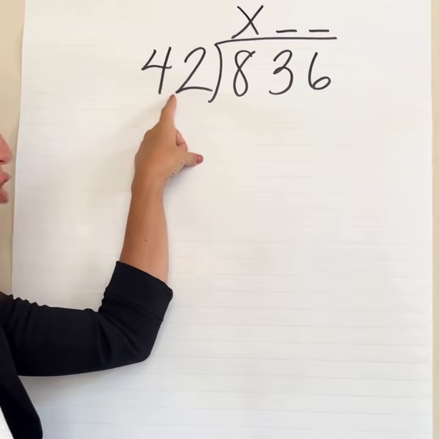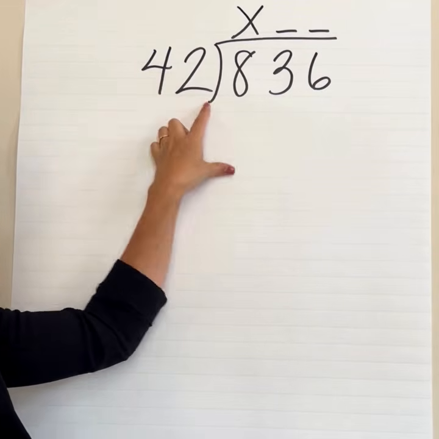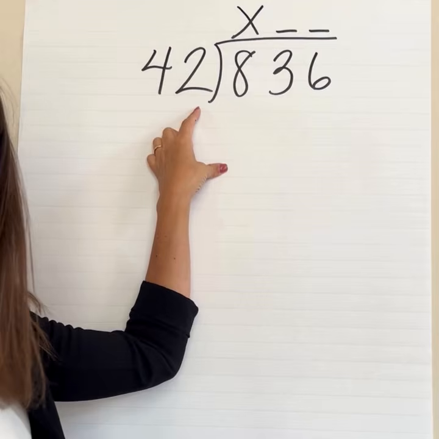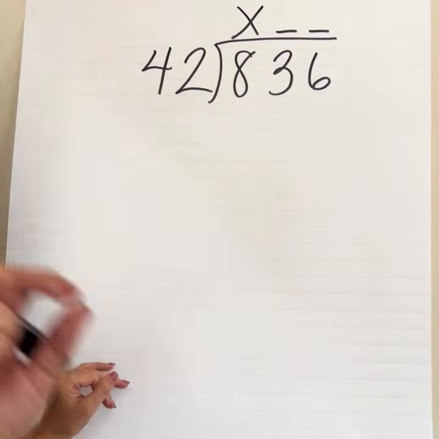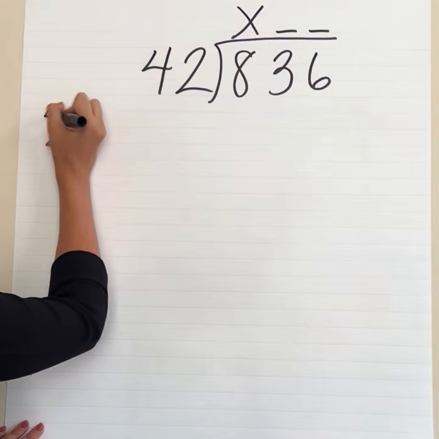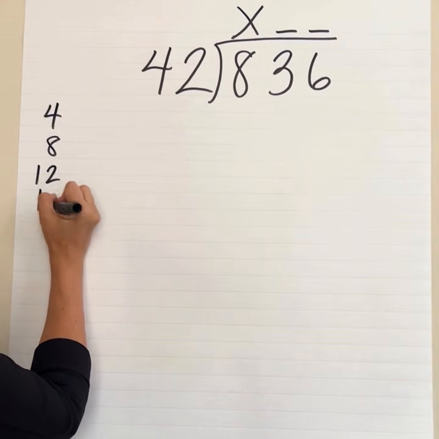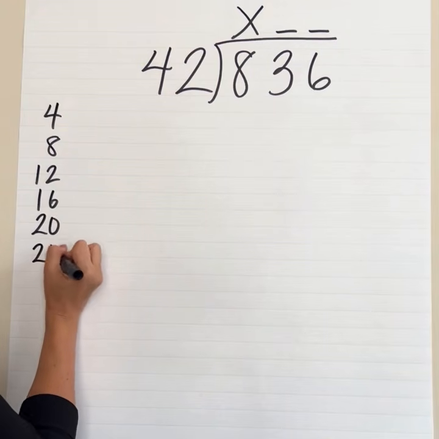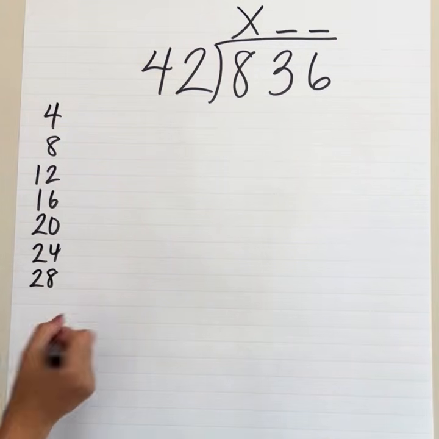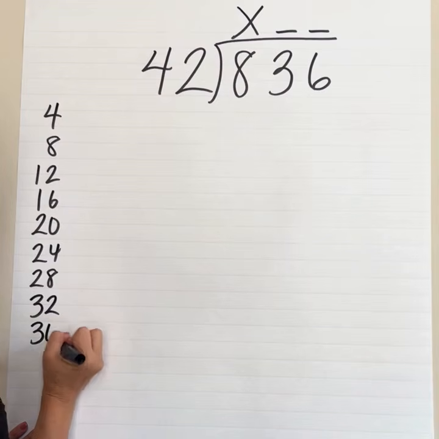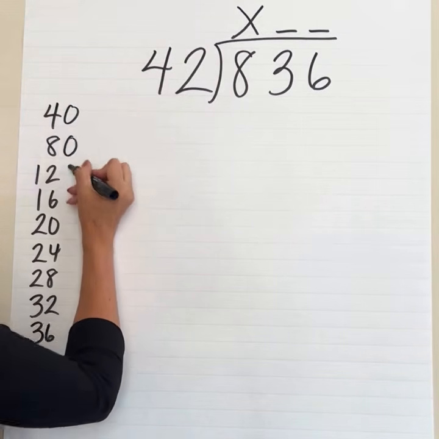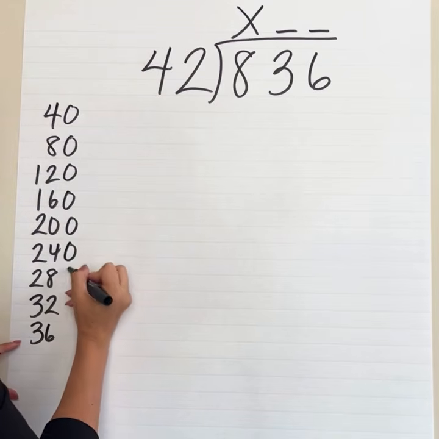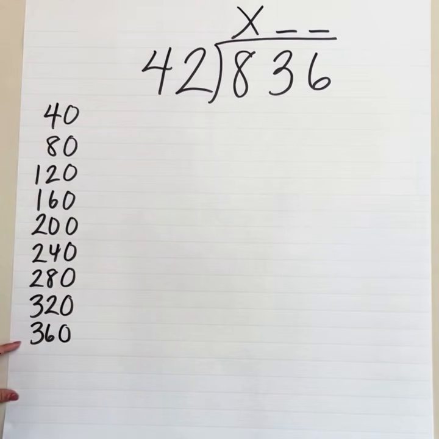times. Since I don't know how to roll my 42s, I'm gonna round this to the nearest 10, which is 40. Some of you might be okay with counting by 40. I'm gonna count by 4 just so I don't make a mistake. Sing it with me. 4, 8, 12, 16, 20, 24, 28, 32, 36. Now these are my 4s. If I want to make up my 40s, I'm just going to add a 0, and I have my first 9 multiples of 40.